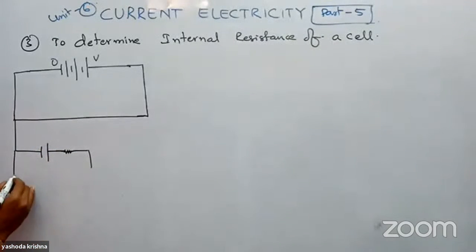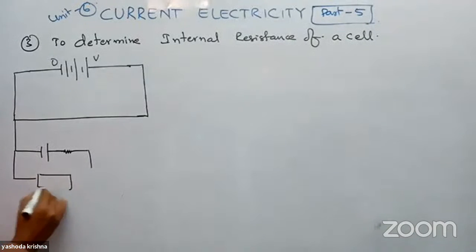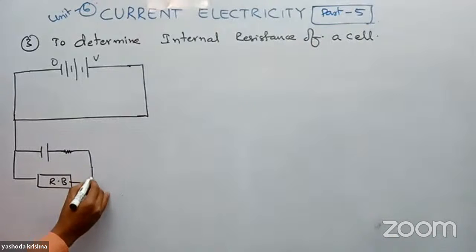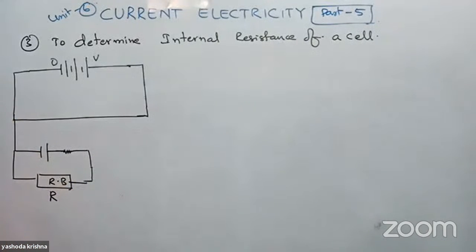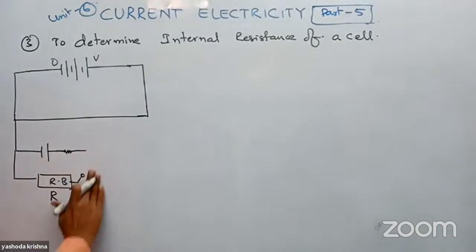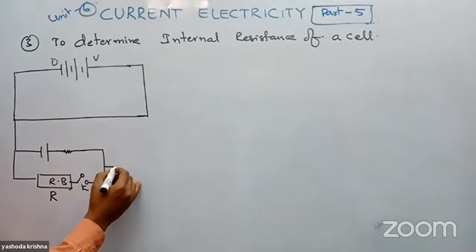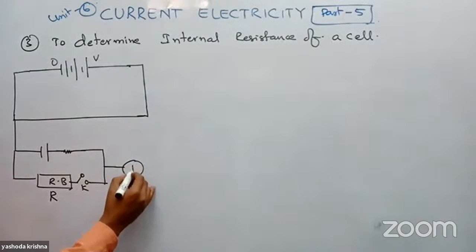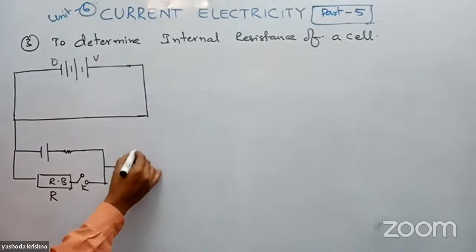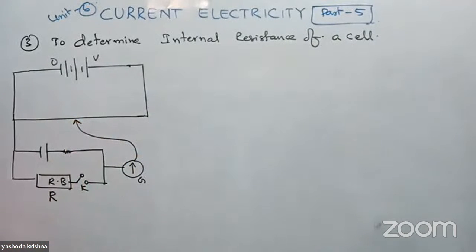Next, a known resistance R from a resistance box is connected in the circuit. This is the total circuit with key K, connected to the galvanometer. Then the galvanometer is connected to the jockey J.